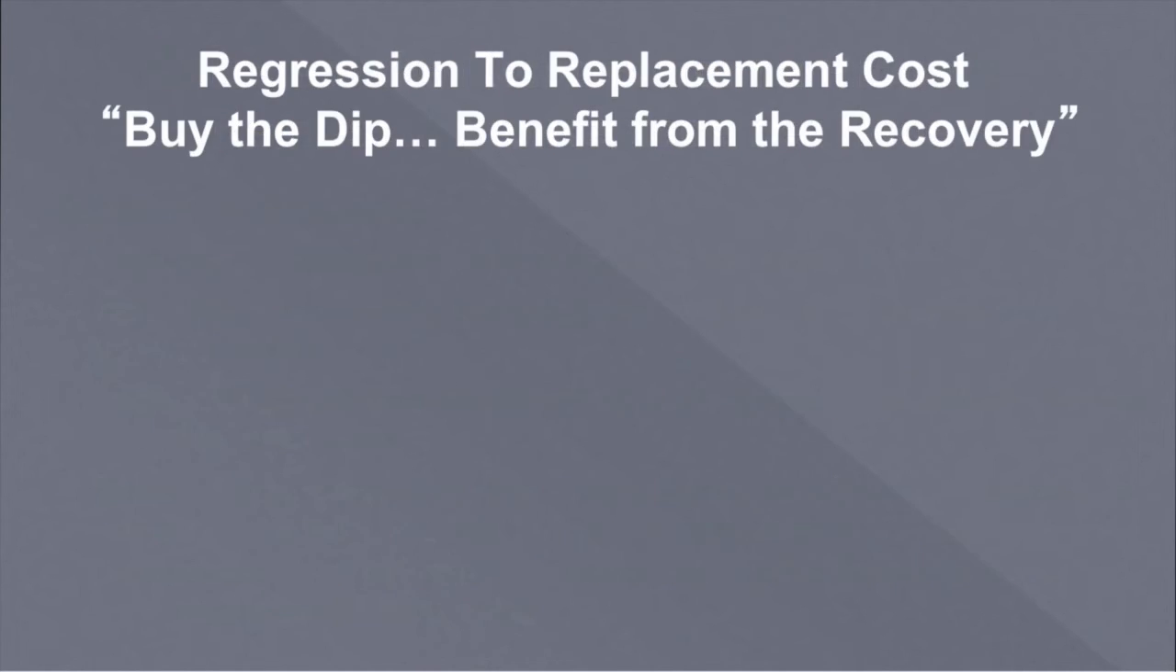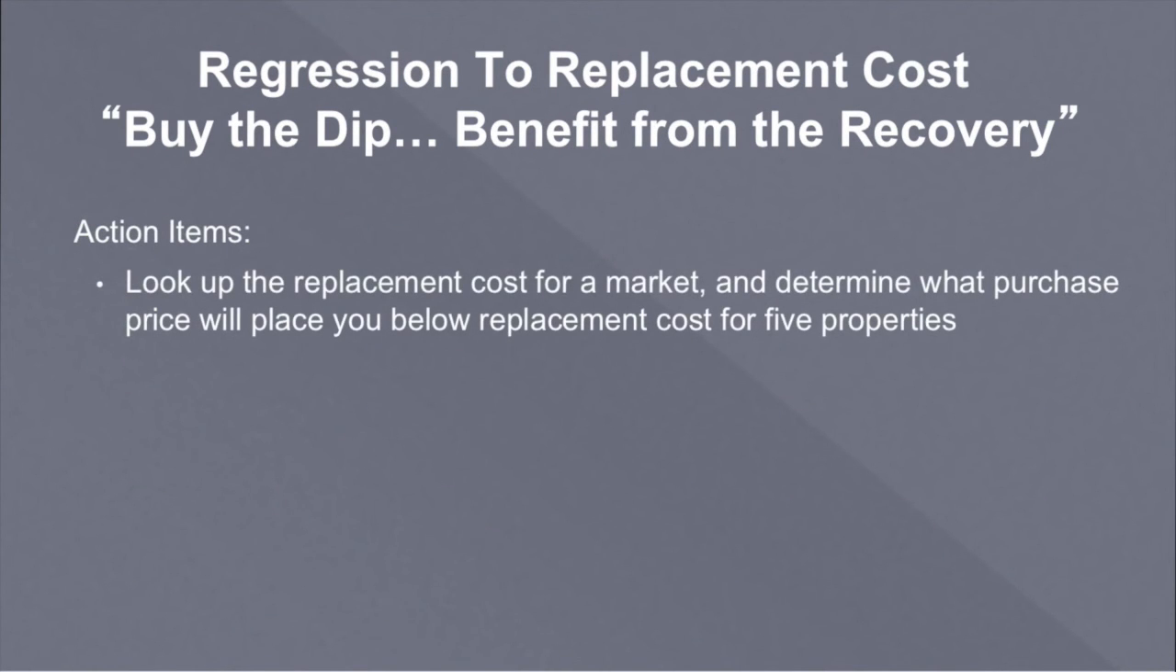Now, there's a badge action here, of course, and so let's talk about that. Okay, look up the replacement cost for a market. Pick any city you like around the country, okay, and determine what the purchase price would be, and what the replacement cost would be for maybe 5 properties in that market. So all you have to do, for example, is you can go on any property website like Zillow, for example. We've talked a lot about that throughout the course. You can go on Zillow, for example, or many other websites.